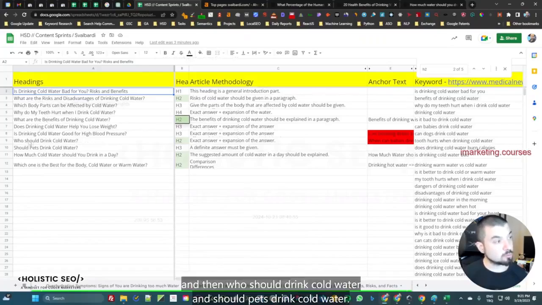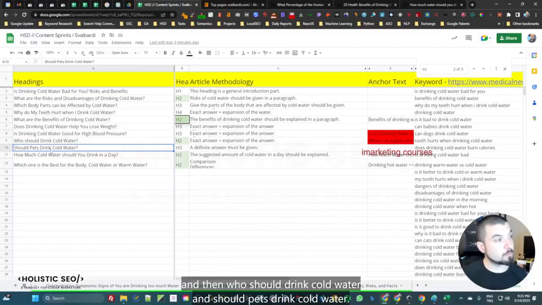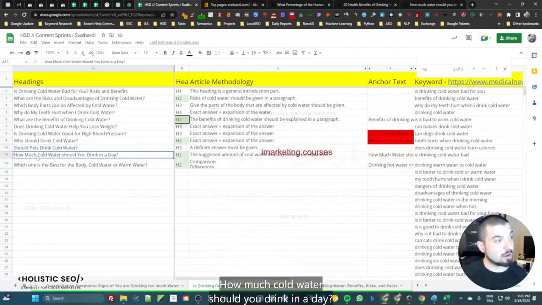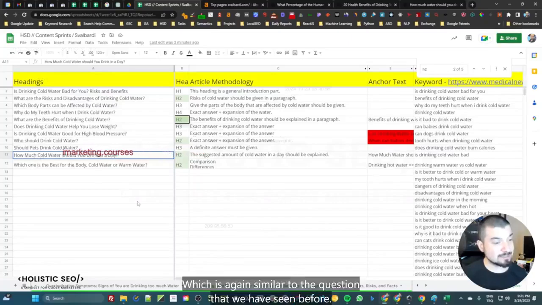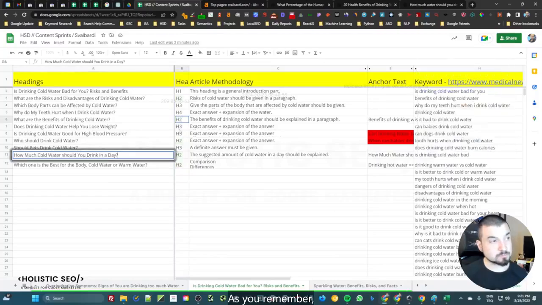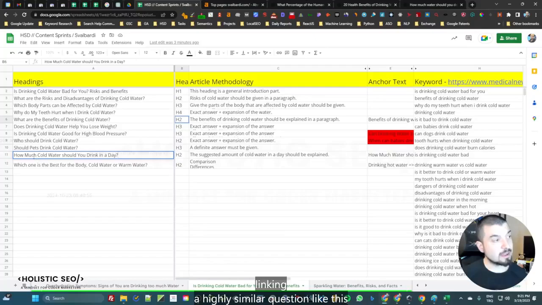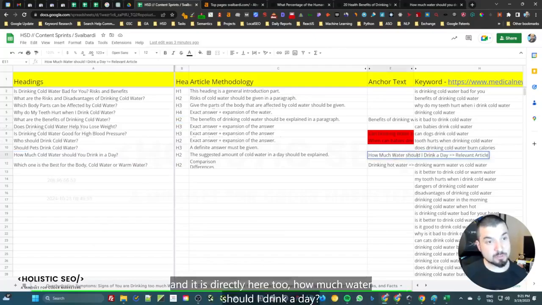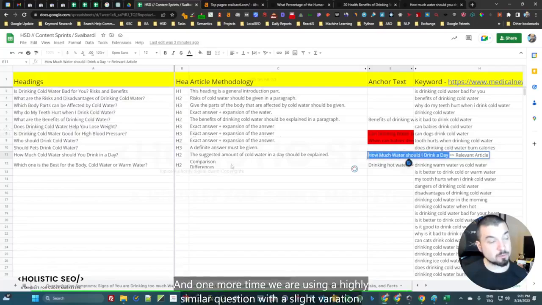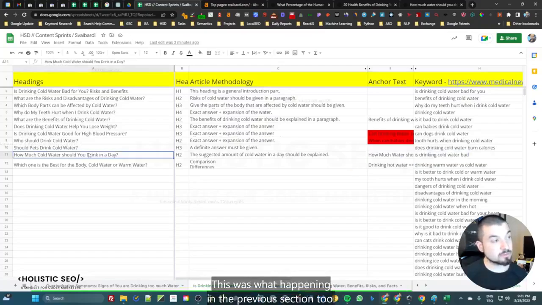And then who should drink cold water, and should pets drink cold water? How much cold water should you drink in a day? Which is again similar to the question that we have seen before. As you remember, even from the root of the semantic content network, we were linking a highly similar question like this, and it is directly here too: how much water should I drink a day? One more time, we are using a highly similar question with a slight variation. This was what was happening in the previous section too.